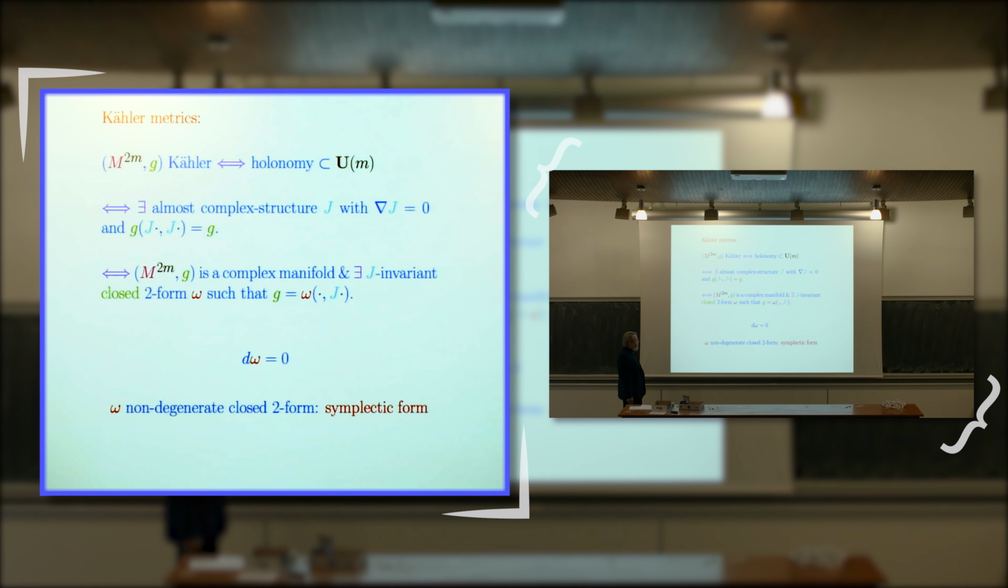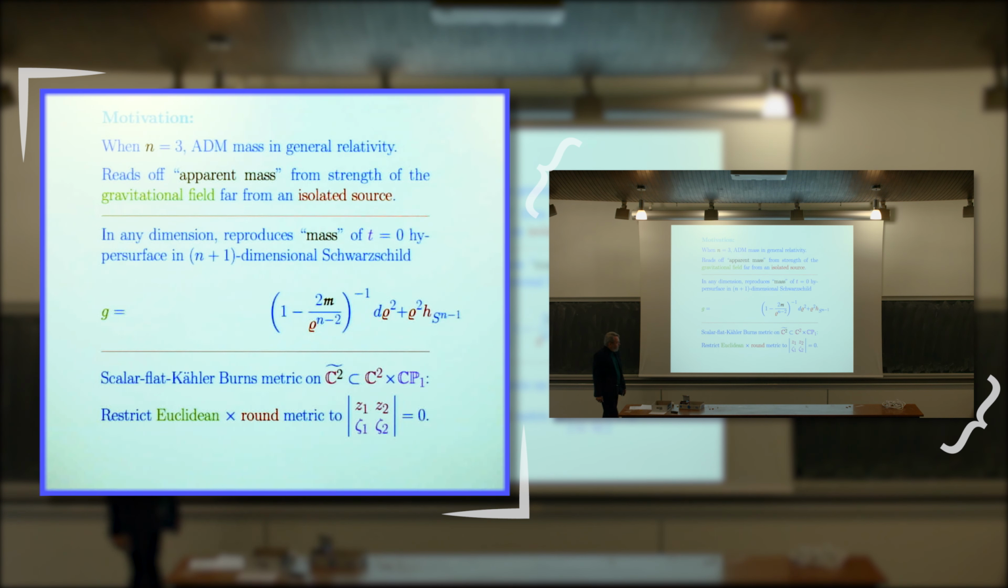Another point of view is that this closed two-form is non-degenerate, has maximal rank. And such things are called symplectic manifolds. They are related to the classical theory of Hamiltonian dynamics and have led to a very, very rich modern subject of symplectic manifolds. So that is something which is closely linked to Kähler geometry.